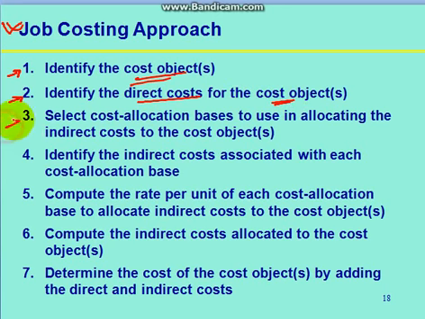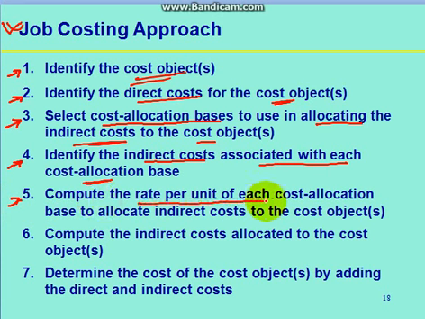Then we have to select the cost allocation basis to use in allocating the indirect cost to the cost object, right? This is the third step. Fourth step, to identify the indirect cost which are associated with each cost allocation base, correct? Fifth step, we have to compute the rate per unit of each cost allocation base to allocate the indirect cost to the cost object.